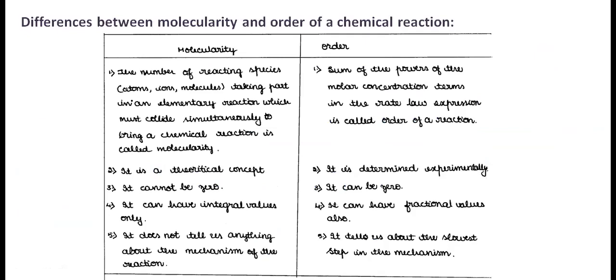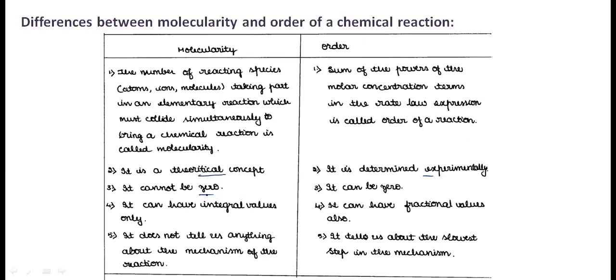Now, first point of difference, we'll take the definition itself. Molecularity indicates the total number of reacting species which must simultaneously combine or collide to form the product, whereas order is the sum of the powers of the molar concentration terms in an experimentally determined rate equation. Molecularity is a theoretical concept which explains the total number of reacting species involved, whereas order is determined experimentally.